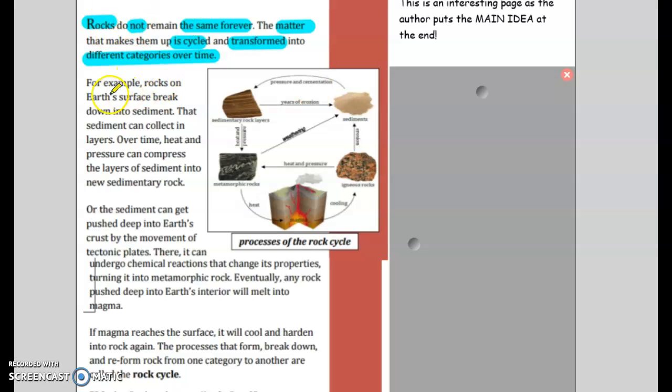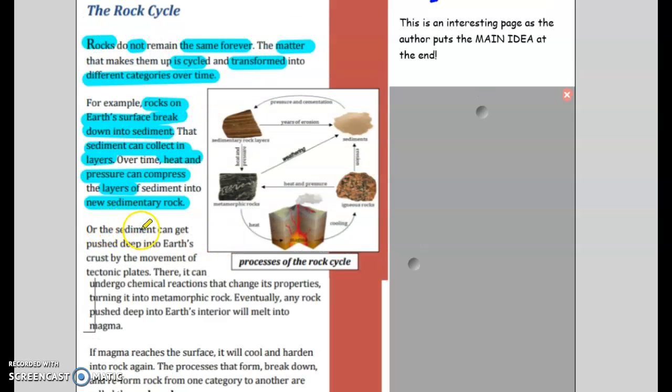For example, rocks on Earth's surface break down into sediment. That sediment can collect into layers, and over time, heat and pressure can compress, or squeeze, the layers of sediment into a new sedimentary rock. So let's say, rocks on Earth's surface can break down into sediment. The sediment can collect into layers, and heat and pressure can compress the layers into a new sedimentary rock.